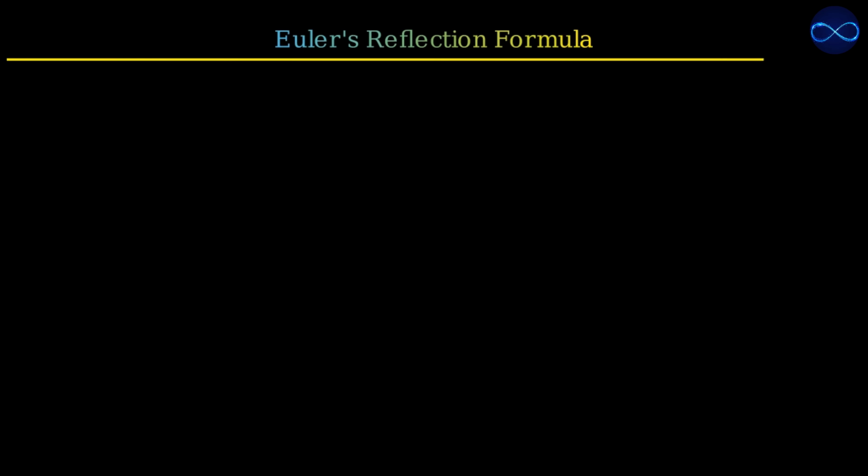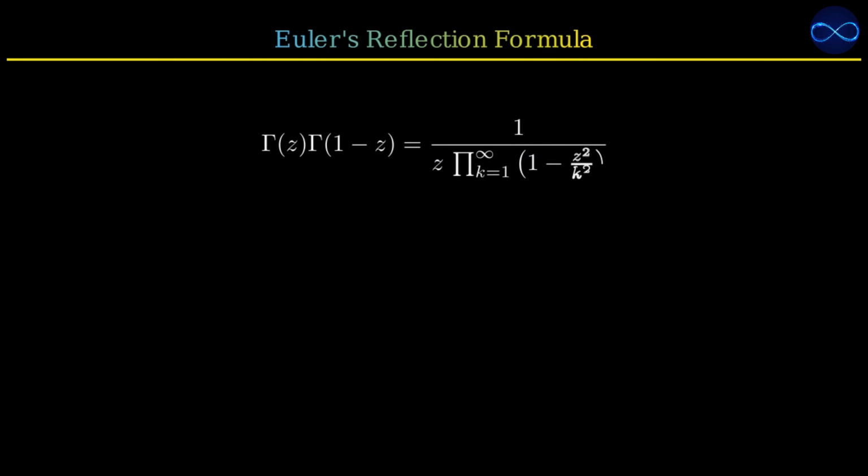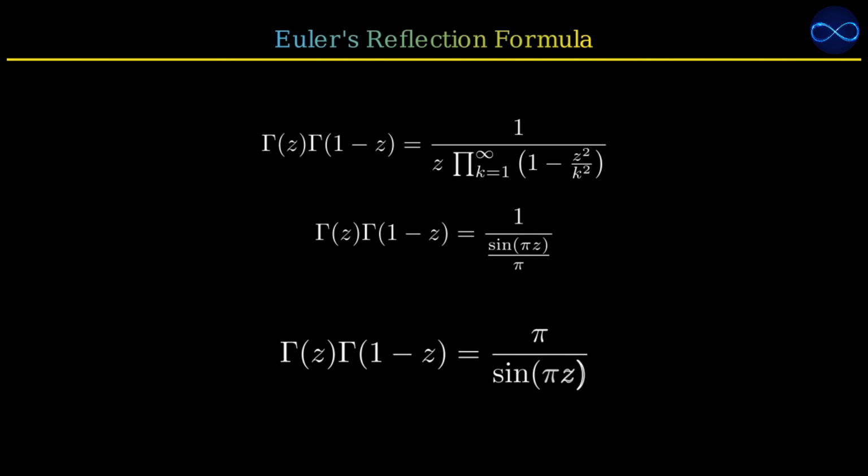Now substitute this result to prove the Euler reflection formula. And from here we got our final expression of the Euler reflection formula for the gamma function.